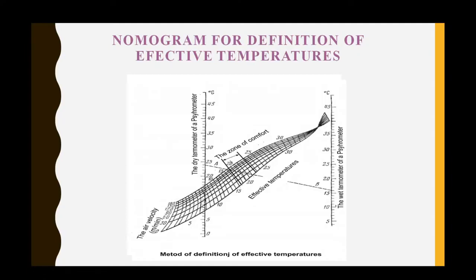If our result is inside of the zone of comfort, we can write the microclimate is optimal, or if it is less, a cool type, or higher than the zone of comfort, a hot type of microclimate.